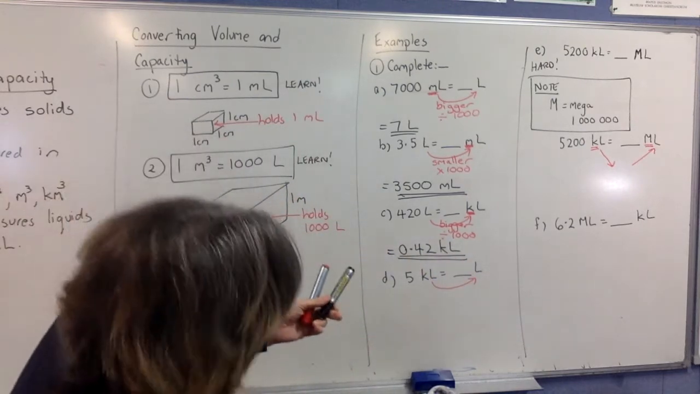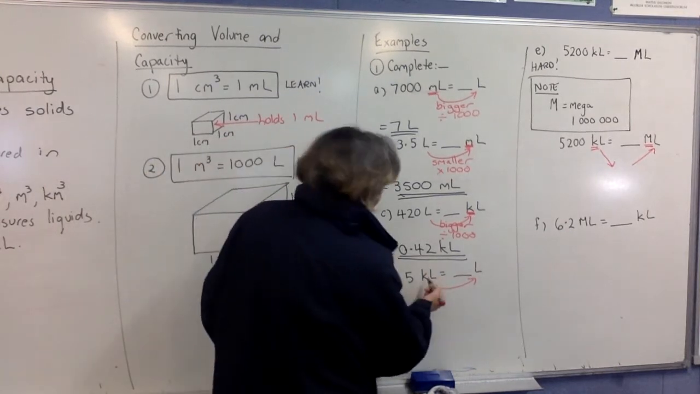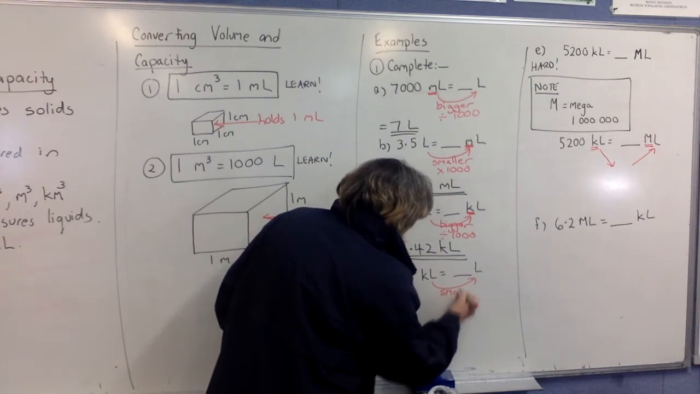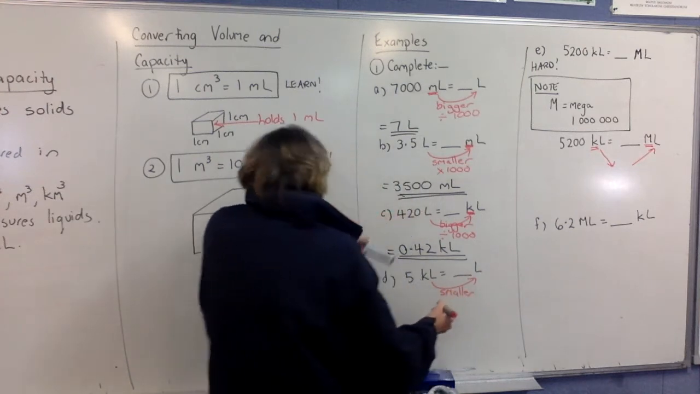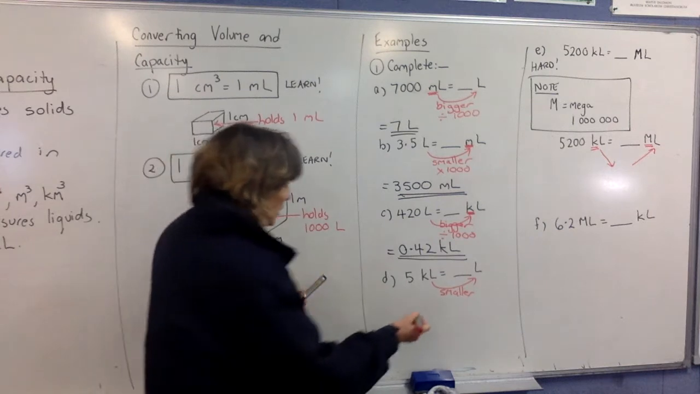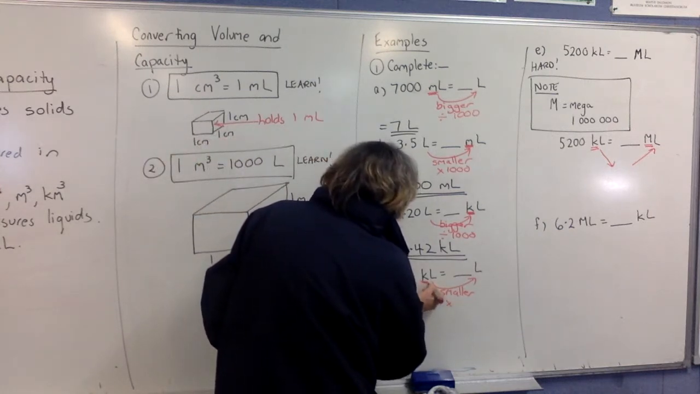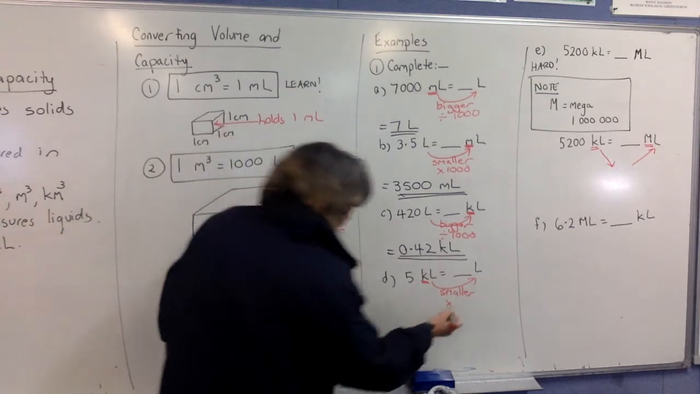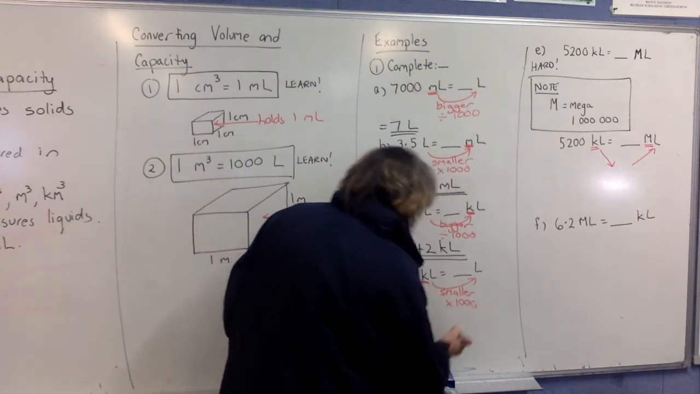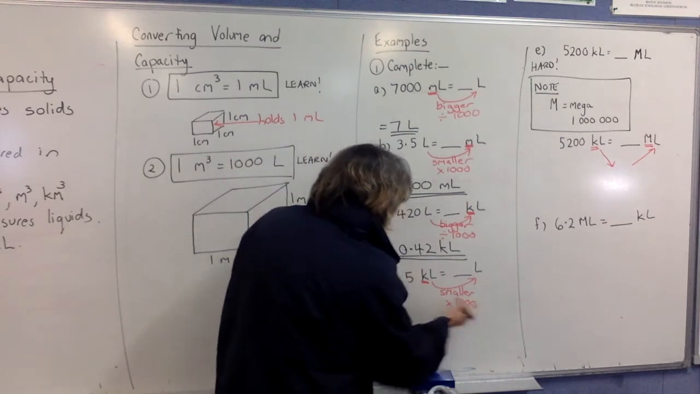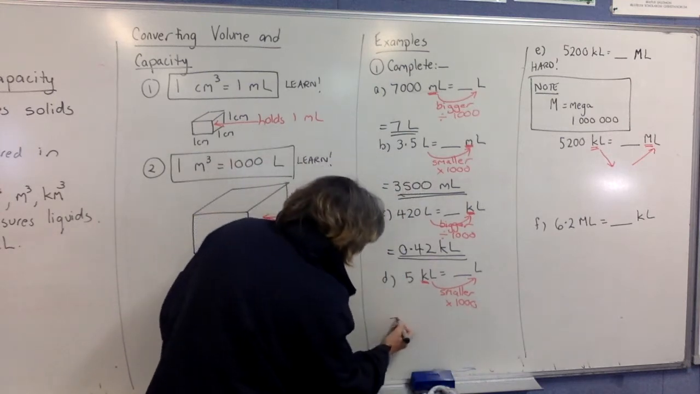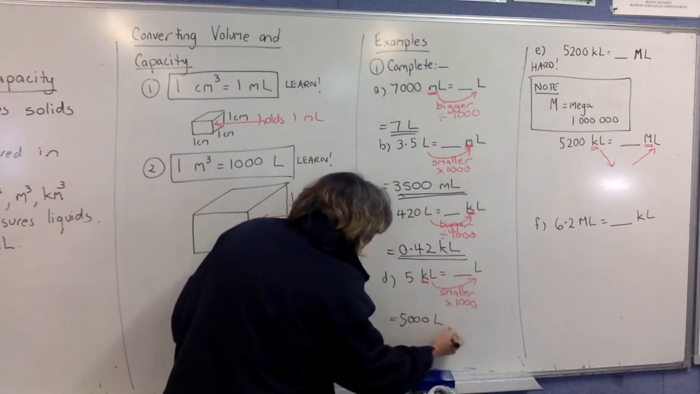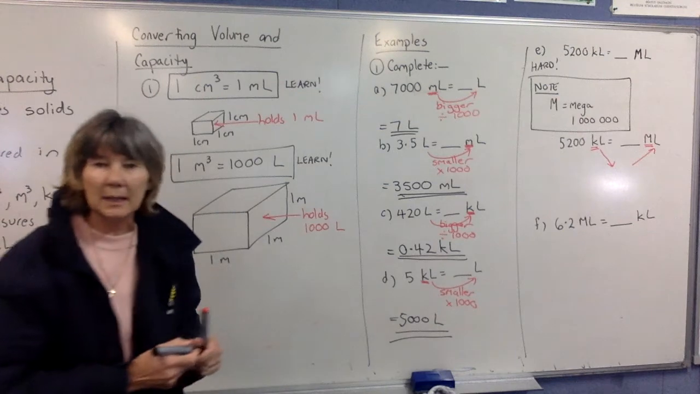Okay, next question. We're going from kiloliters to litres. A kiloliter is really big, so this is actually smaller. To go to a smaller unit, you times. Our prefix is little k, kilo, and that is 1,000. So 5 times 1,000 on your calculator will give you 5,000. Then write litres on the end of your answer, and that's it.